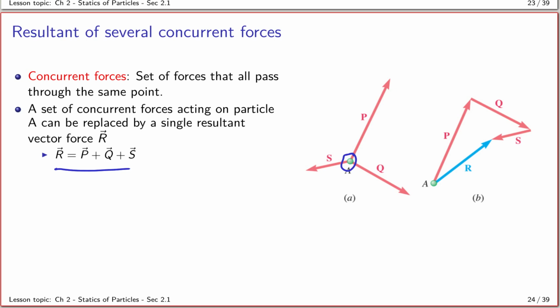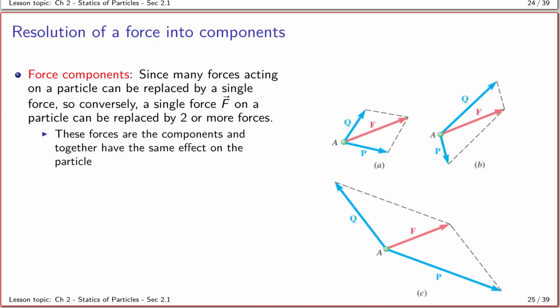Another way you can think of doing this is to join the vectors head to tail like we did in the graphical approach, and that's shown here. So I take P, I move Q so that its tail meets the head of P, then I take S and I add it to the head of Q, and then I go from my original point P to the end of S, and that's my resultant R. So these are two methods, the parallelogram law and the graphical law.